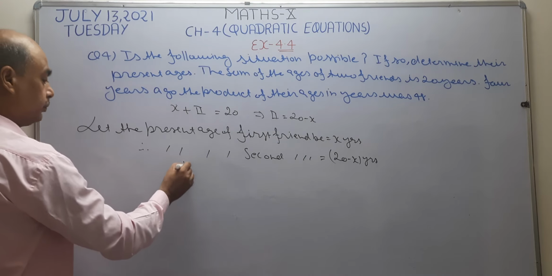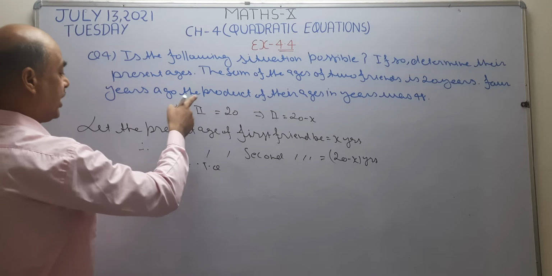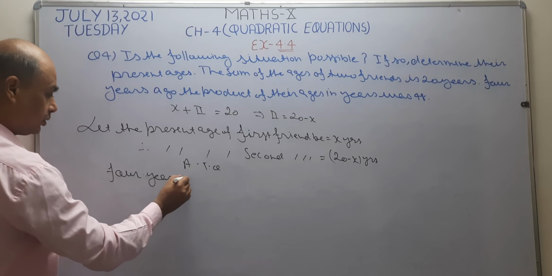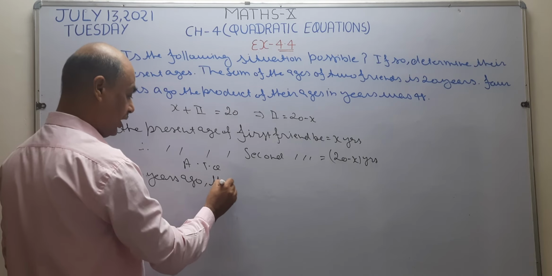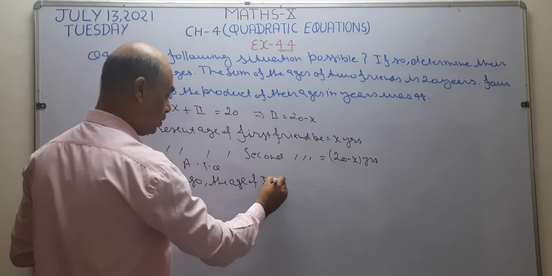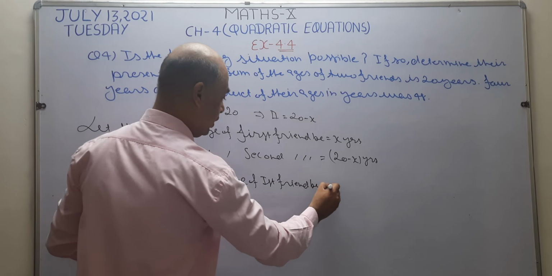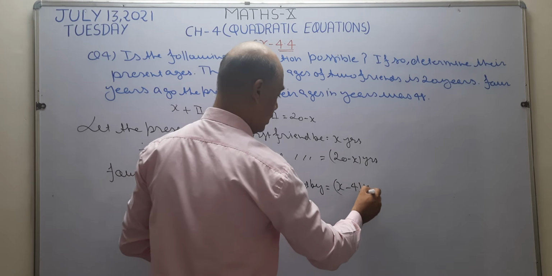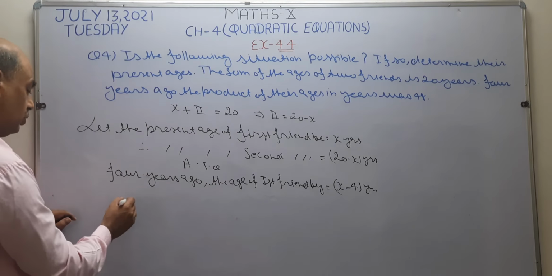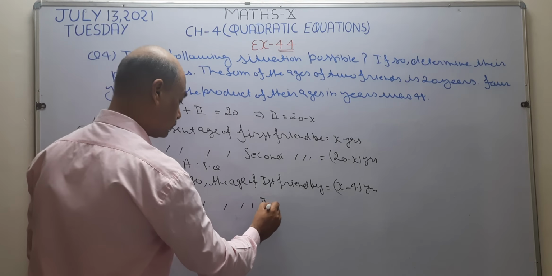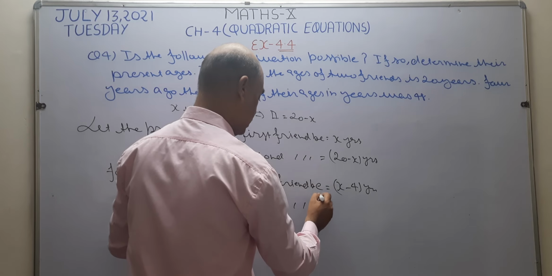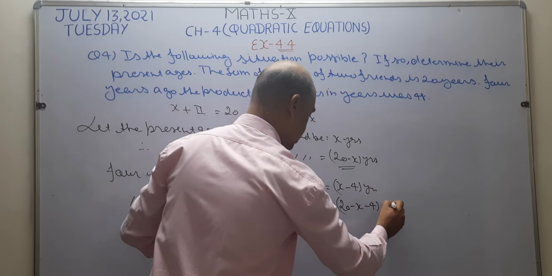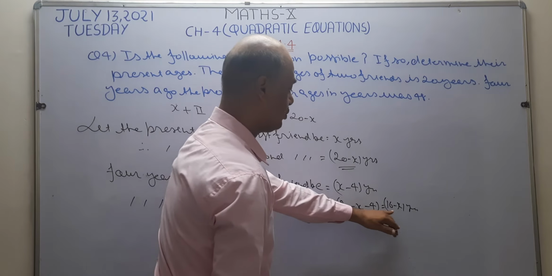Now I write here, according to the question, 4 years ago. 4 years ago, the age of the first friend: presently his age is x years, so 4 years ago means I subtract 4 from the present age, giving x minus 4. 4 years ago, the age of the second friend: at present his age is 20 minus x, and subtracting 4 from it, this becomes 16 minus x.